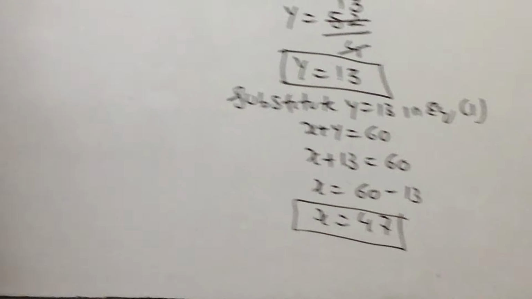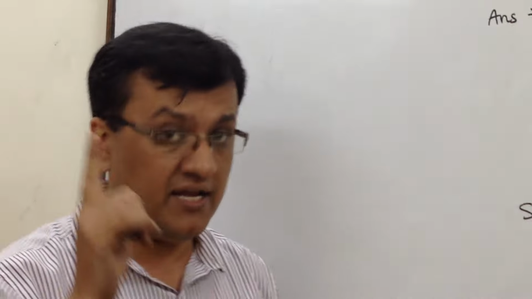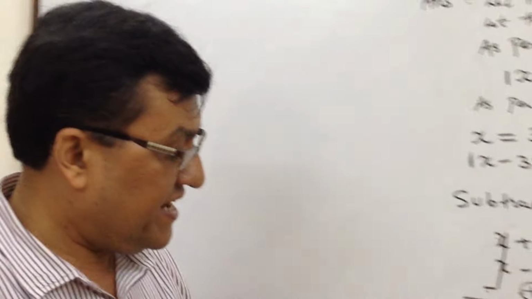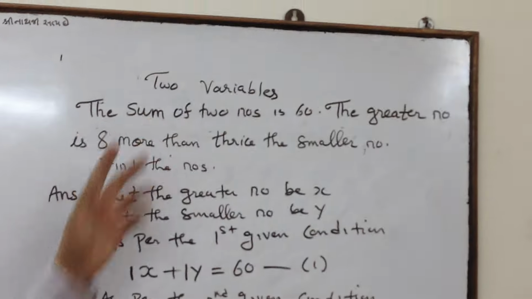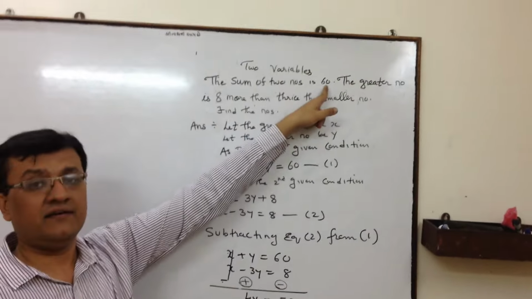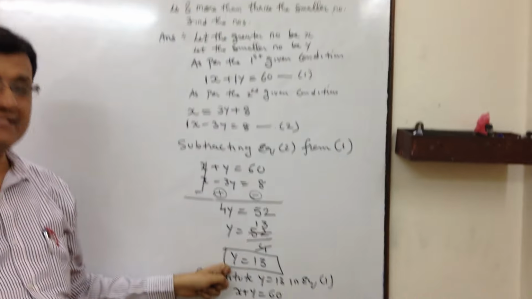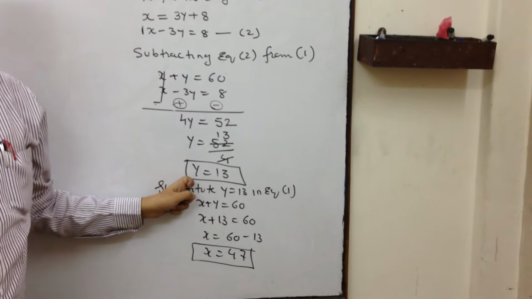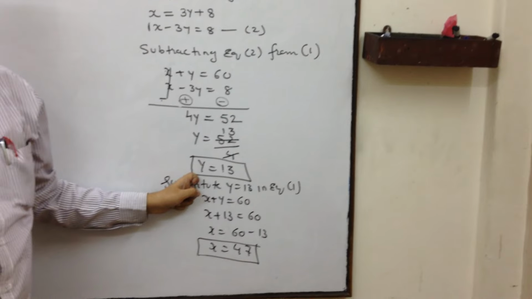Now once again, I give you a cross check in one variable. I would like to give you a cross check in two variables as well. Let me satisfy both the conditions. If I sum up both of them, am I getting 60? Yes. 47 plus 13 is going to give me 60. So that's one way of cross-checking it.